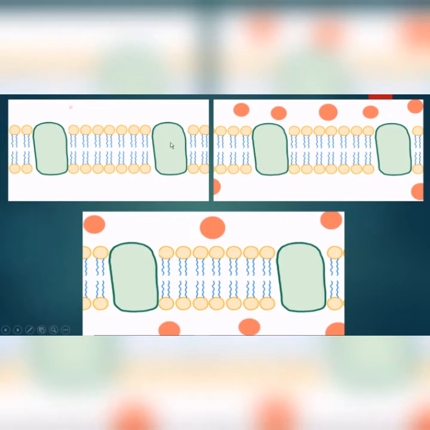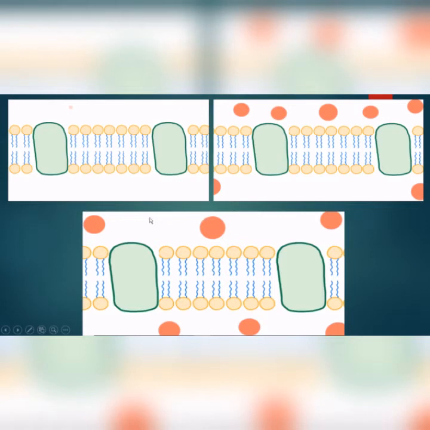These are the carrier proteins which are required for facilitated diffusion. As you can even see, the circles here are larger, showing that these are large molecules. Let's just call them glucose for this example. Here, the number of glucose molecules on the outside of the cell is greater than the number of those that are inside. These glucose molecules are going to diffuse through the carrier protein into the inside of the cell.